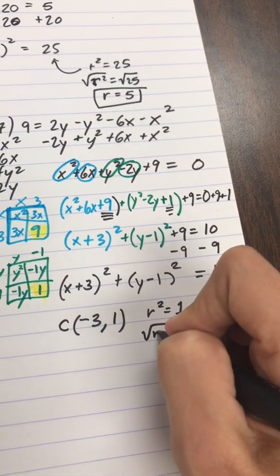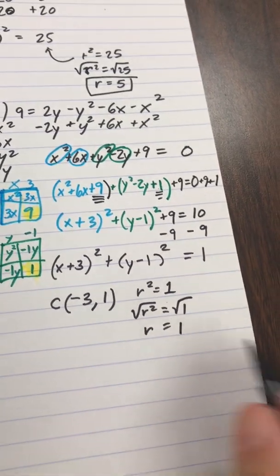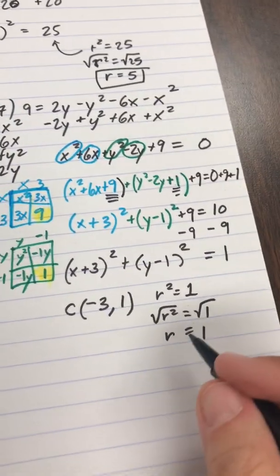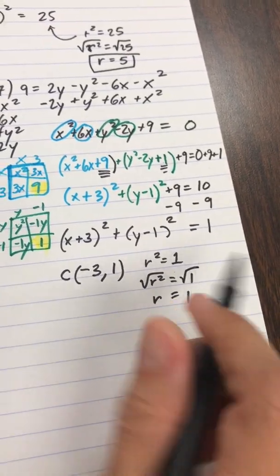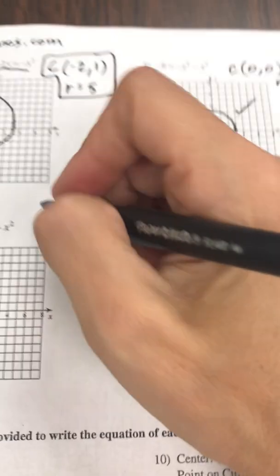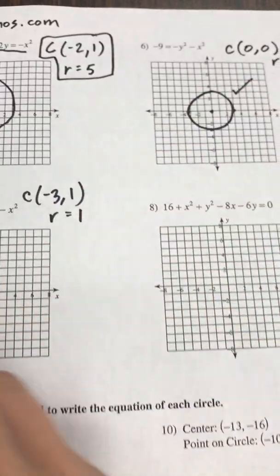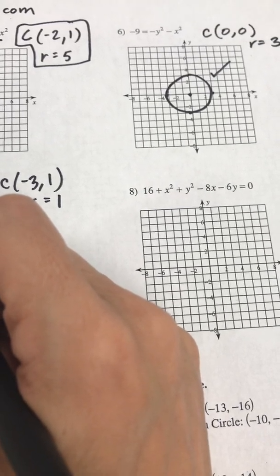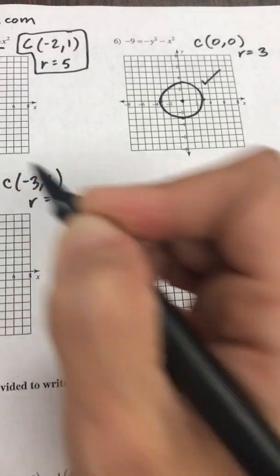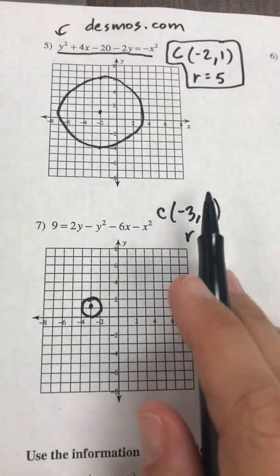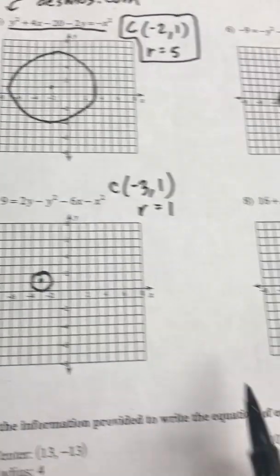So the square root of the radius squared is just the radius, and the square root of 1, ooh, that's kind of cool. The square root of 1 is still the number 1. So I can graph this because I have my center and my radius. My center is negative 3, 1. My radius, 1. Negative 3, 1. Radius, 1. Itsy bitsy tiny circle. Cool, right? Negative 3, 1 is my center, radius of 1.